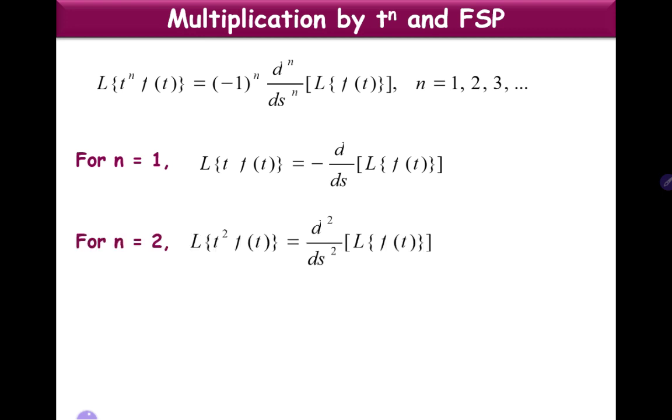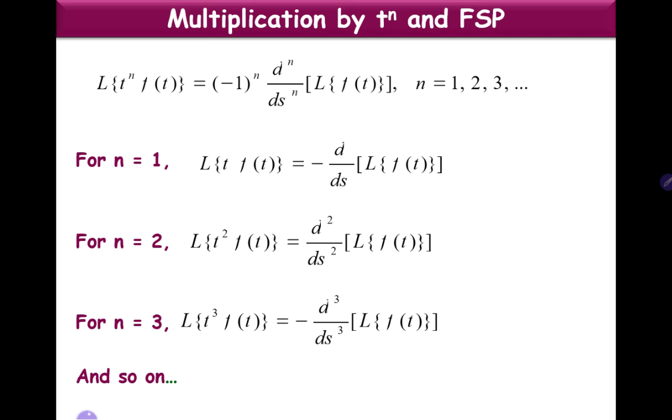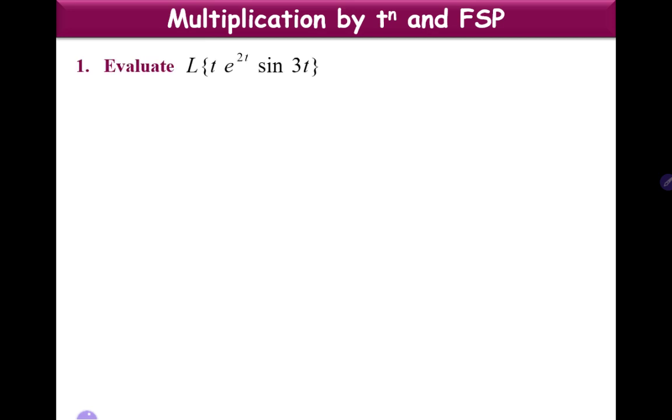For n equal to 2, we get L of t square into f of t is equal to d square by ds square of L of f of t. For n equal to 3, we get L of t cube into f of t is minus d cube by ds cube of L of f of t. So now let us use this property to solve some problems.